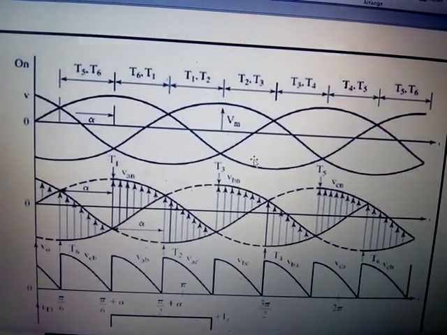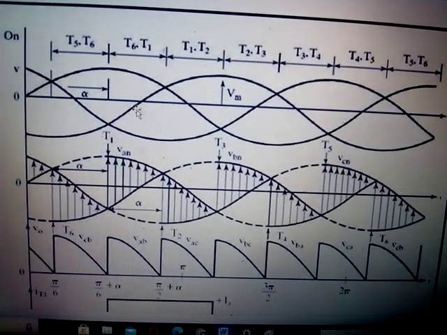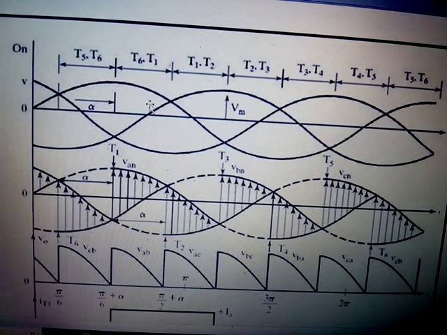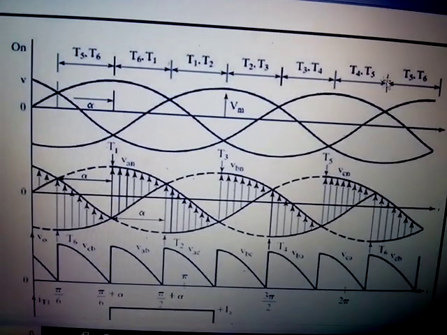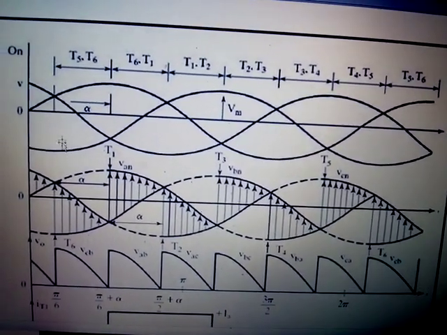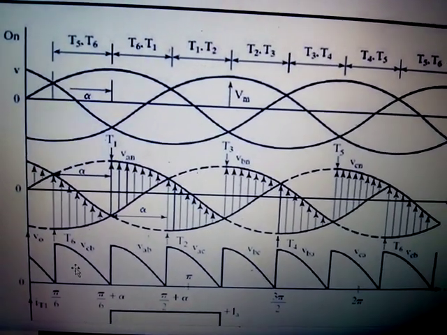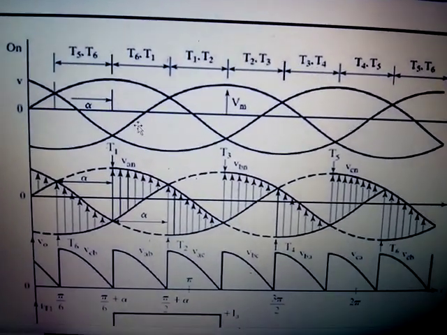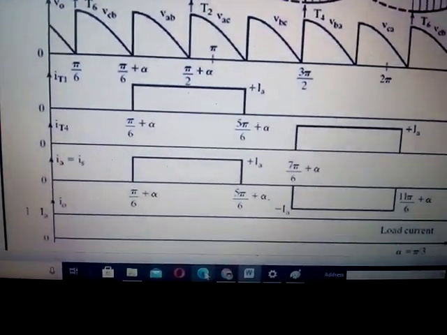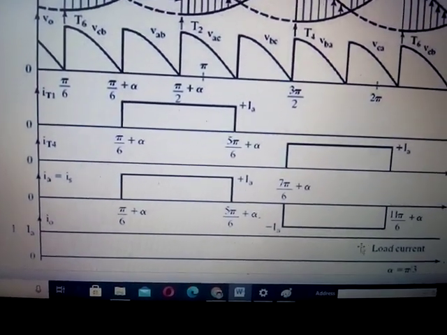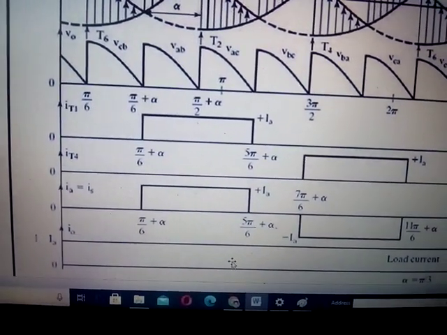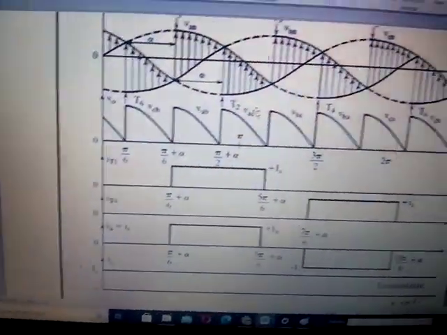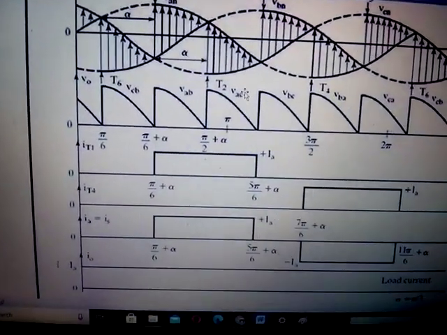This is called a 6 pulse converter because in one full cycle you have 6 pulses. See, from here to here is one full cycle. From here to here it is one full cycle. You have 6 pulses in the output waveform: 1, 2, 3, 4, 5, 6. Here the load current is assumed continuous and constant. Each thyristor will be conducting for 60 degrees.